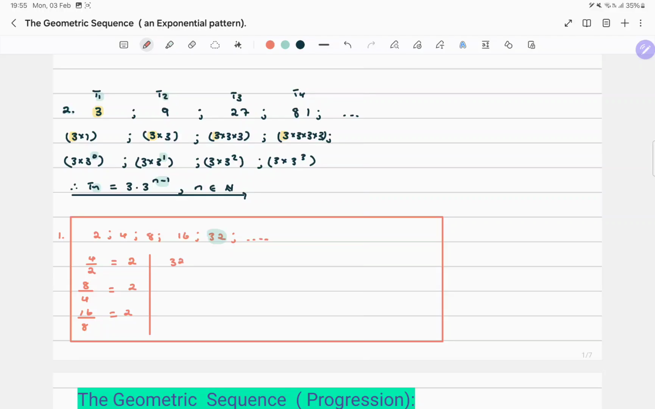And we can see that 32 over 16 gave us 2. But now I want us to notice something here. We can make this equation 1, equation 2, equation 3, equation 4. Can you see how many terms did we have? 1, 2, 3, 4, and 5. Out of 5 terms, we ended up with 4 equations. All right?